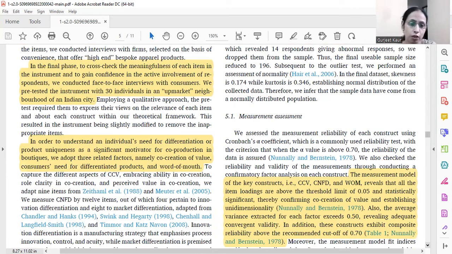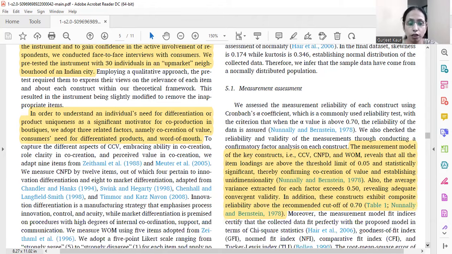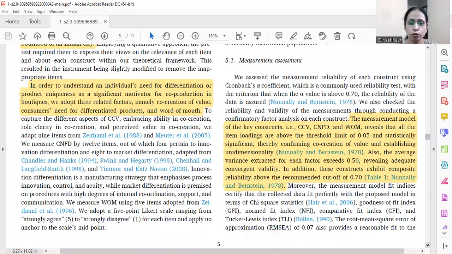Then, in order to understand an individual's need for differentiation or product uniqueness as a significant motivator for co-production, we adopt three related factors. So there were three main constructs in the model: co-creation of value, consumers' need for differentiated product, and word of mouth. Under this head, measures, you need to clearly write down the sources from where the items were generated. We have clearly written those sources also.